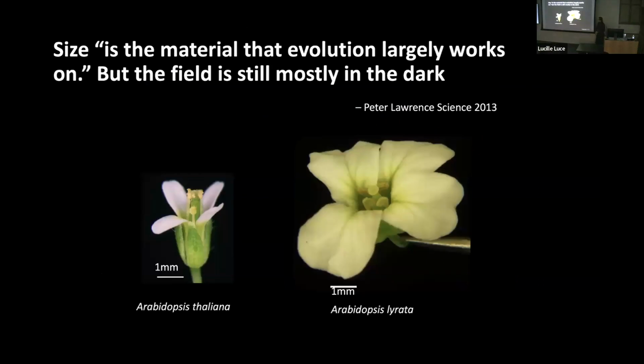So size is often worked on by evolution, but we're really in the dark at how this happens. But as someone who loves genetics, this gives me a lot of hope because it means there has to be a genetic underpinning and it has to be fairly manipulable. So if you look at two closely related species, here we've got Arabidopsis thaliana versus Arabidopsis lyrata, and you can see their big difference is in size. They've got the same organs, the same number of organs, but the petals in particular have really scaled up in size. And so hopefully we can actually figure this out. What are the genes involved?